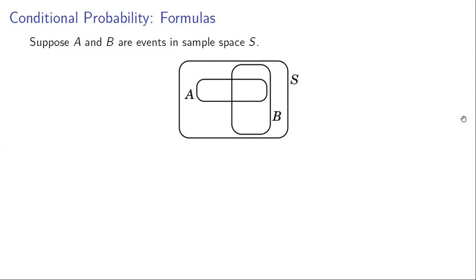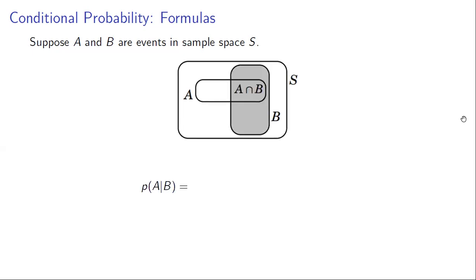We would like to know the probability of A given B. That means we're only going to be working in this gray area, right? We know that B occurred, so we're restricted to this gray area, and we would like to know the probability of A. So the idea is we just need to count the number of elements in this smaller area, A intersected with B, and divide it by the total number of elements in B.